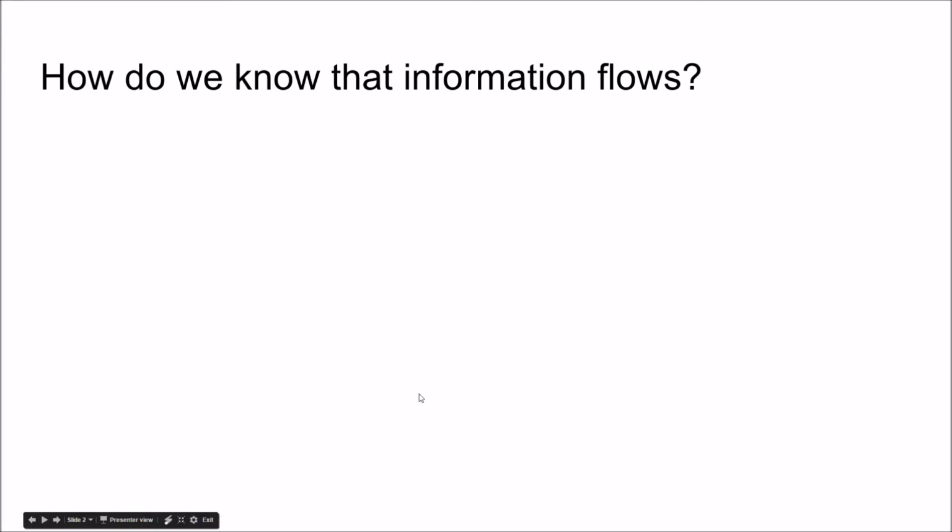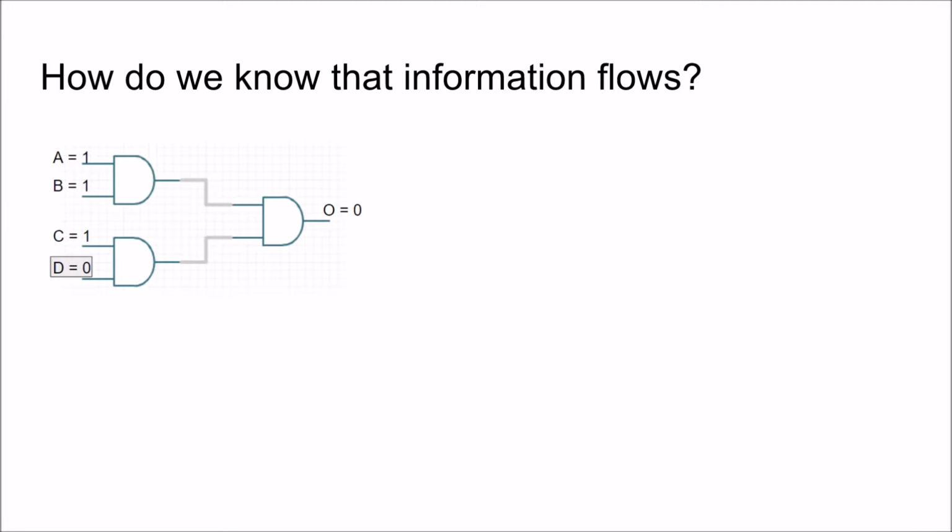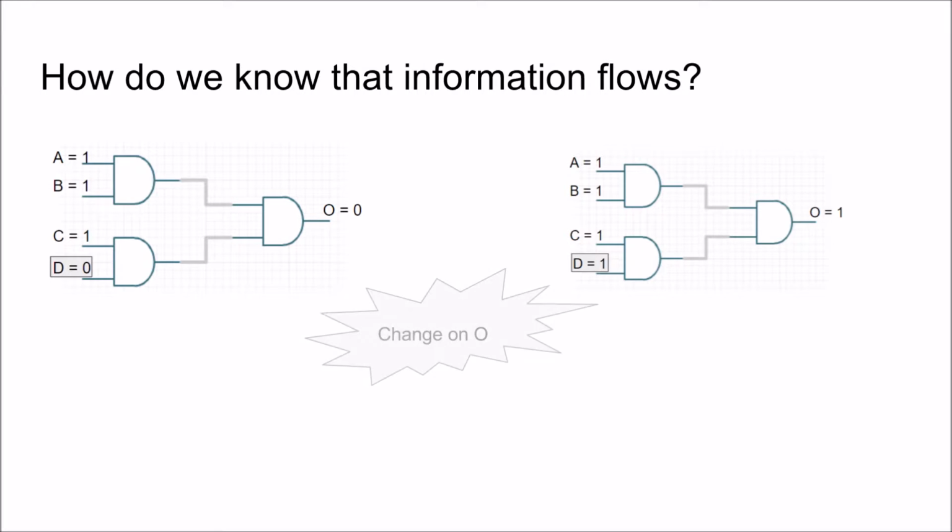How do we know that information flows? Information flows from an input to an output if a change in that input results in a change in the output. Here, a change in input D from 0 to 1 results in a change in output O. So we say that information flows from input D to O. Traditionally, this solution is obtained by solving the Boolean satisfiability problem, which is very time-consuming.